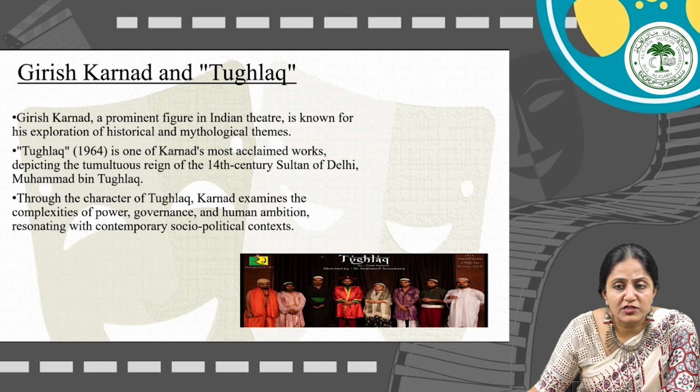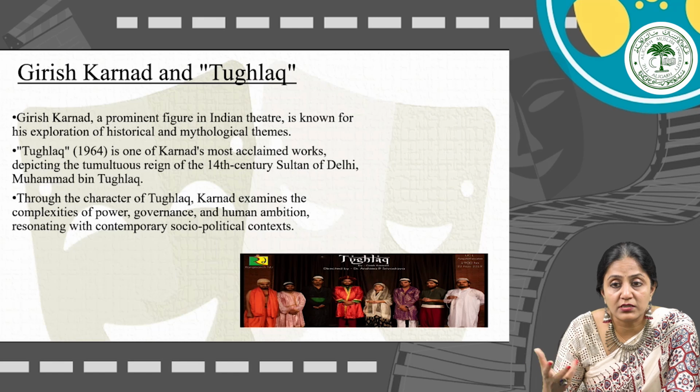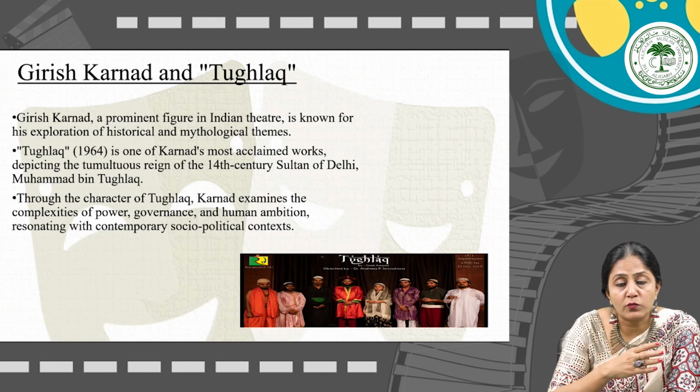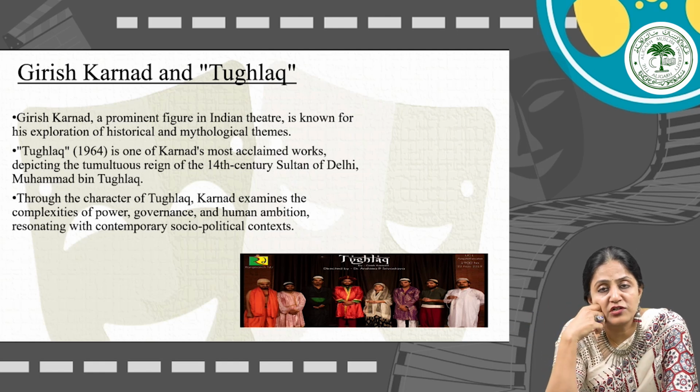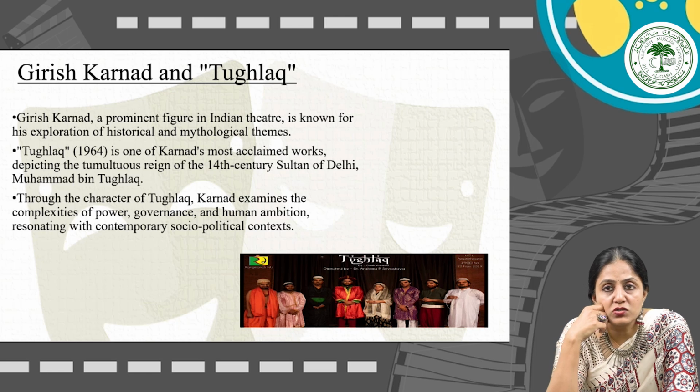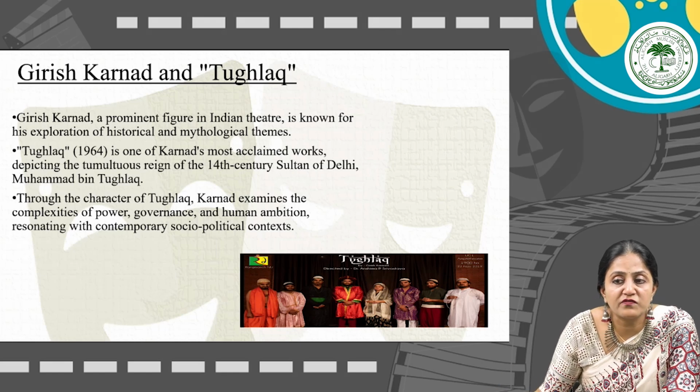The plot is set during the 14th century, and the central character is depicted as an enigmatic figure. On one hand, he has lofty ideals, and on the other hand, he faces the harsh realities of governance. He is torn in between, and he has a grand vision for reform that includes the introduction of new currency, the shifting of the capital from Delhi to Daulatabad, and the imposition of heavy taxes to finance his military campaigns.